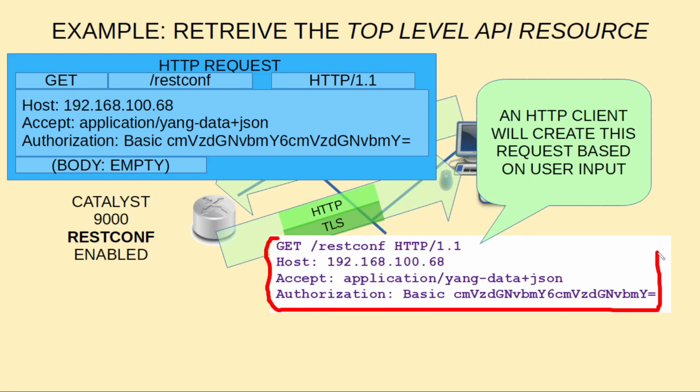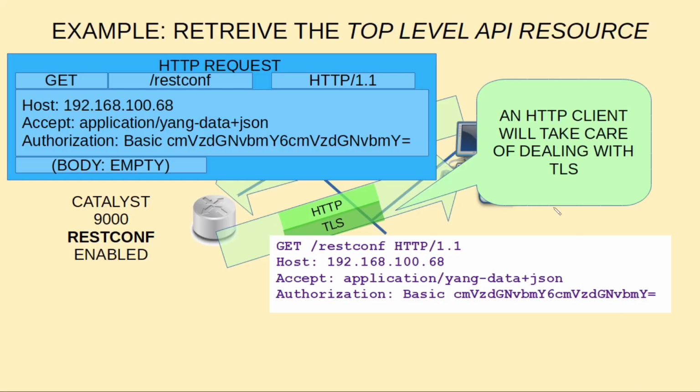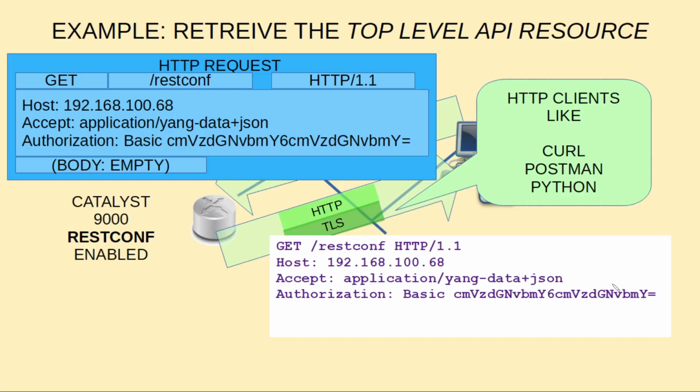We don't have to build this manually. That is why we are using an HTTP client that will create these requests based on user input. And this client that we are talking about is also going to be in charge of taking care of TLS. We cannot work with TLS manually. We need a software that must be in charge of speaking TLS with the server. Examples of these clients that we are talking about are curl, Postman, Python, and so on.